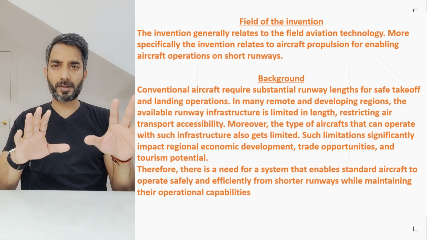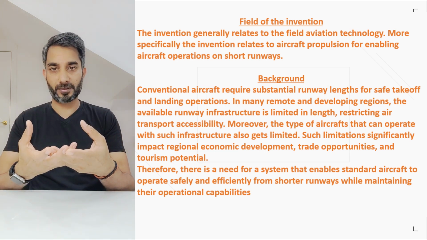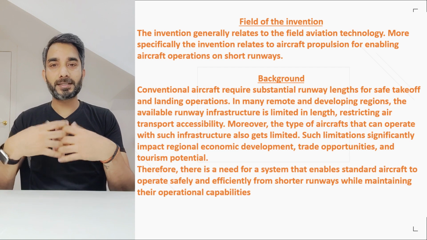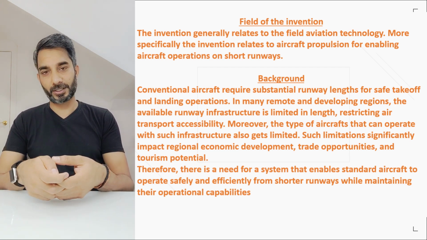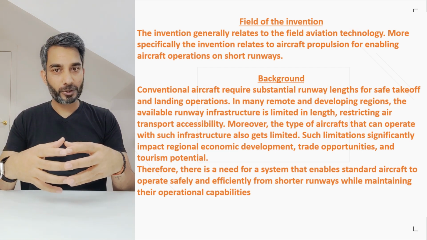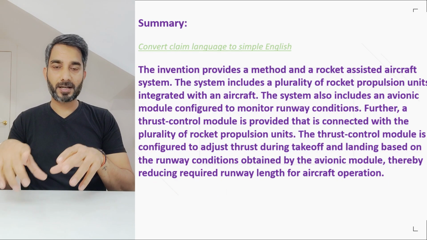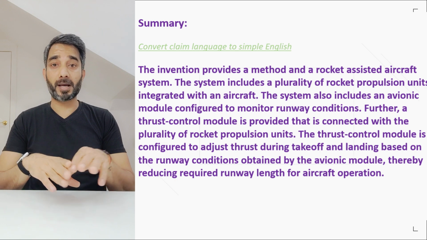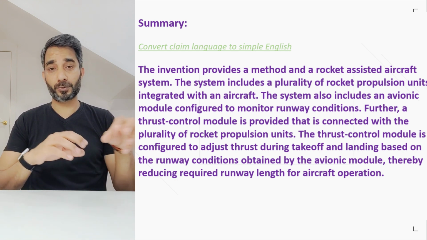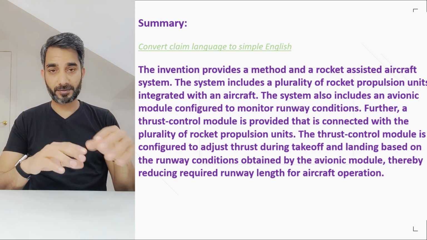So you can come up with a need of your invention, right? So this is how you would end your background section. Now, once you are done with your background section, you can move to the summary section. Now, as we discussed earlier, summary can be directly obtained by converting claim into simple English. The format is given here.